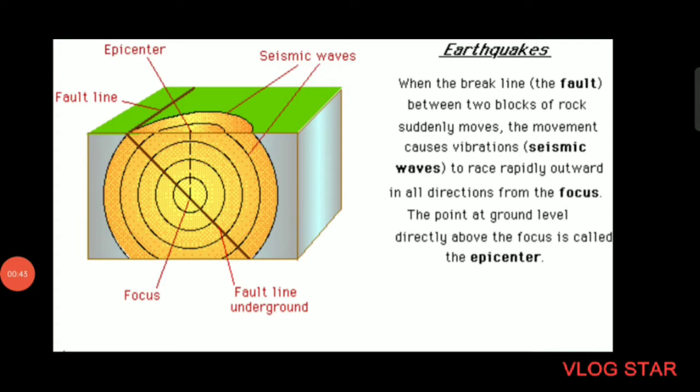Earthquakes occur when the break line between two rocks suddenly moves. The movement causes vibrations, or seismic waves, to radiate rapidly outward in all directions from the focus. The point at ground level directly above the focus is called the epicenter.